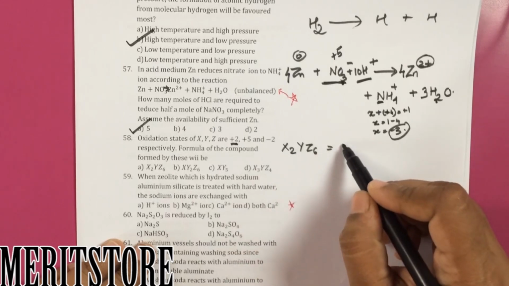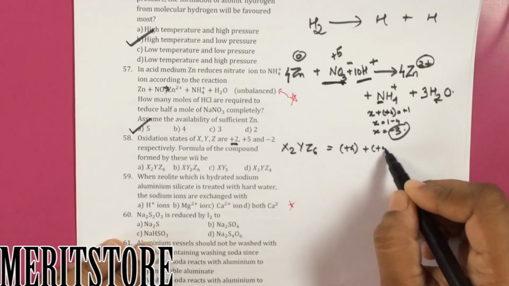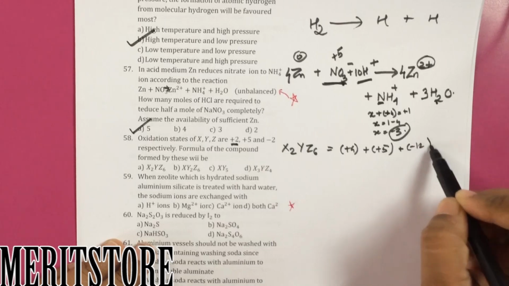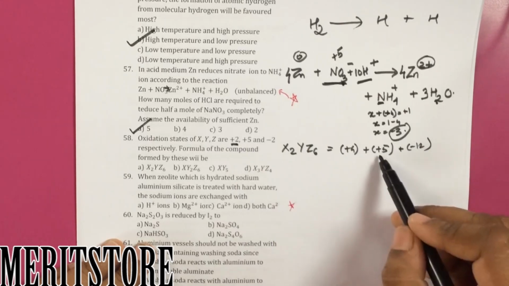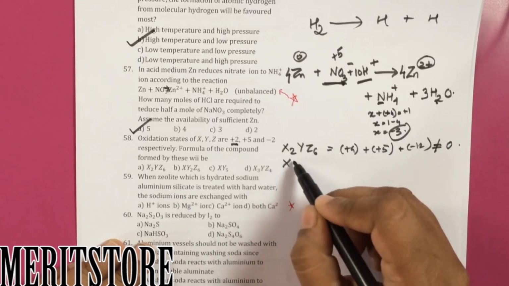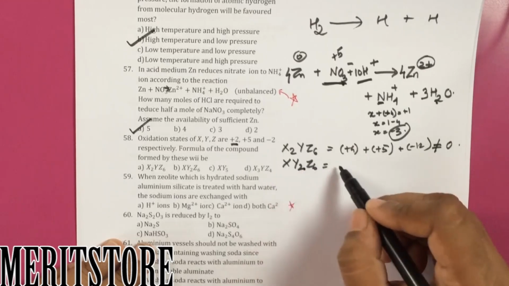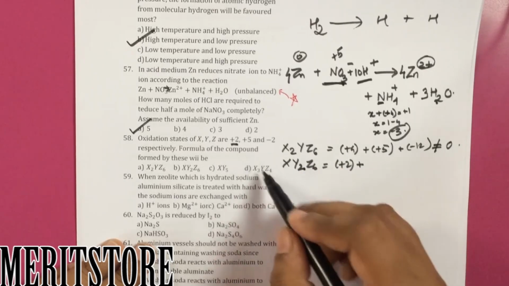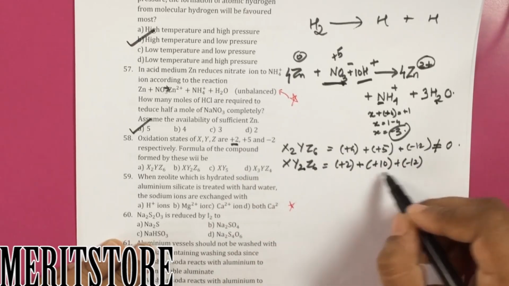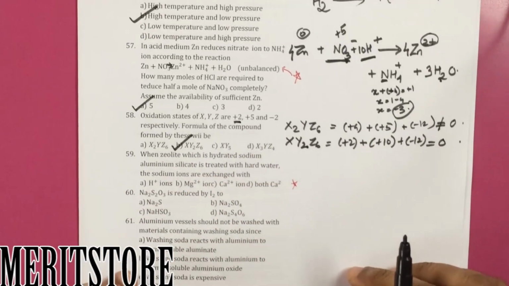There are 2X, therefore that will be +4, plus Y has an oxidation state of +5, plus -2 into 6, that is -12. Now this will make a total of 9. 9 minus 12 is definitely not equal to 0. Next is XY2Z6. So X is +2, plus there are 2Y, so that is +10, plus -12. So definitely this is giving us 0. Therefore the formula of the compound is XY2Z6.